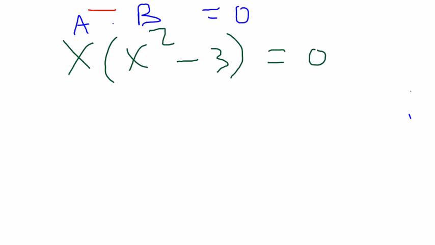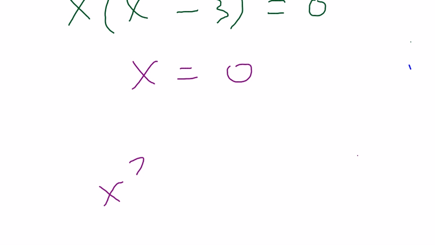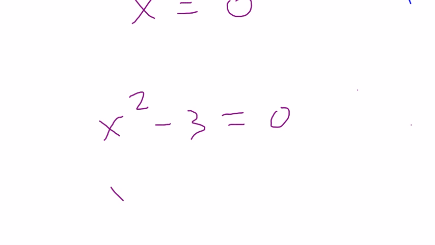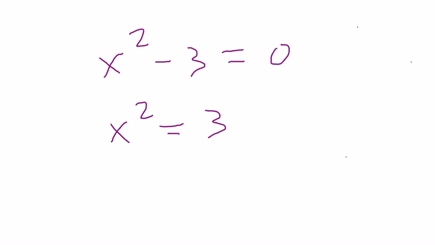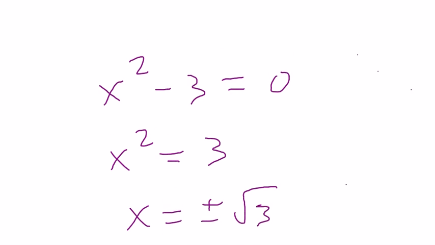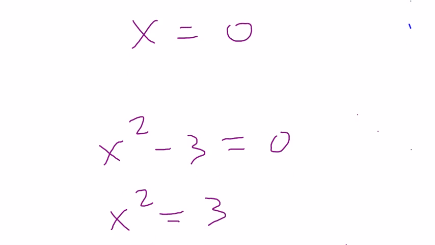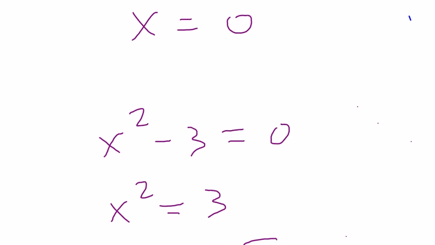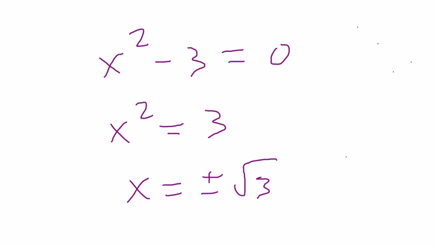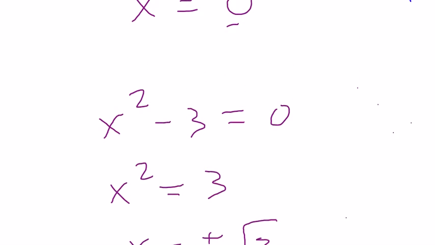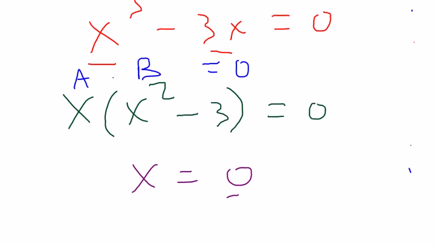So either a is 0, that would mean that x is 0, or the second part is true, x squared minus 3 equals 0. Well, if x squared minus 3 equals 0, that means x squared equals 3. That would mean x equals plus or minus the square root of 3. Okay, so there's actually three different x values, 0 and plus or minus the square root of 3, and we need to solve for y for each of them.